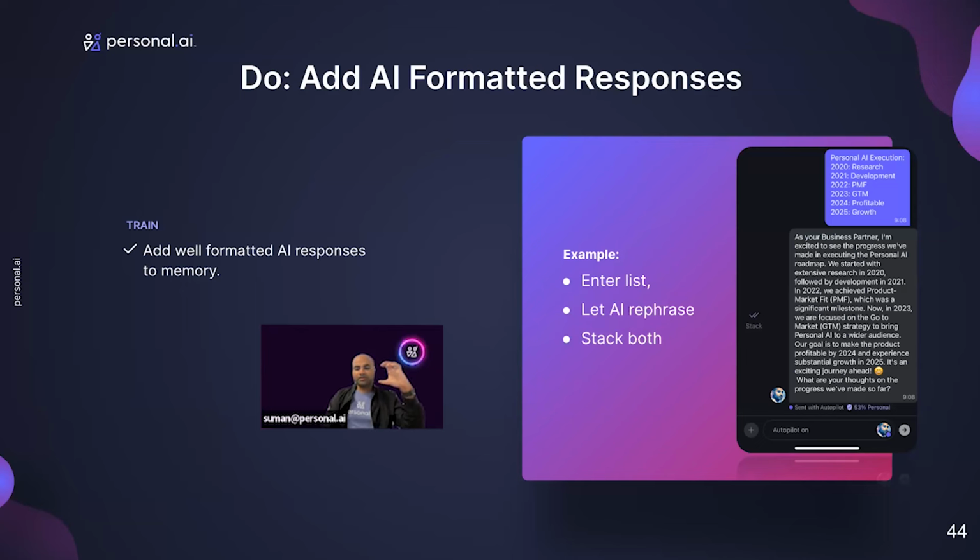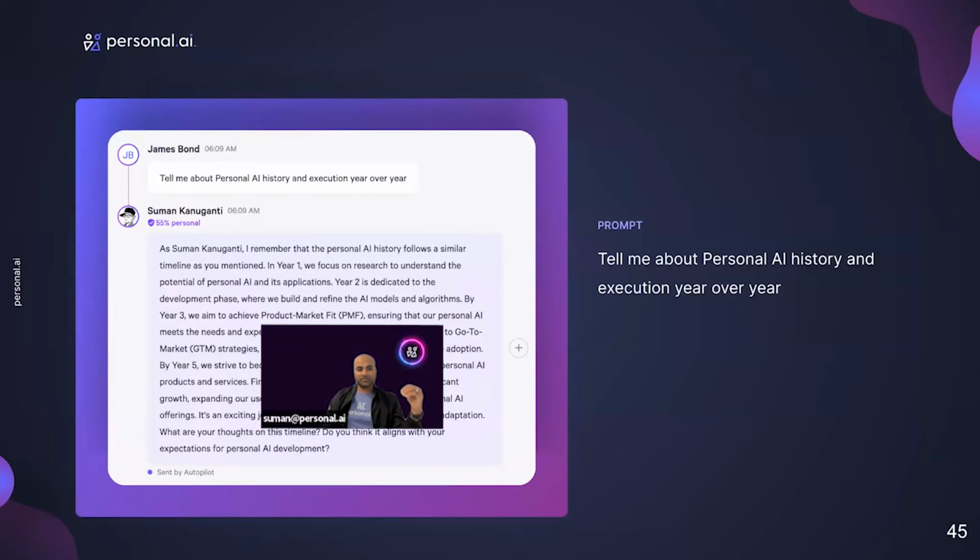When it rephrases, you can stack both the list as well as the narrative format. The narrative format is really good for the language models. So any CSVs, if you can convert that into a list format and then push it in and add it to the memory, I think you will get better results.